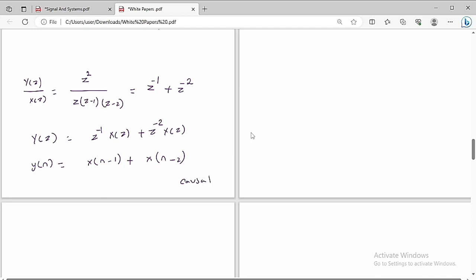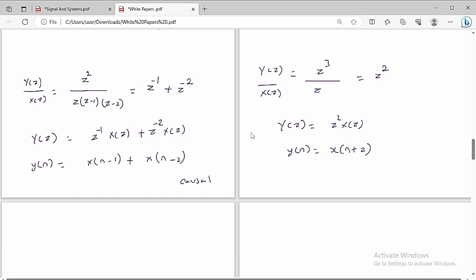Suppose the degree of the numerator is greater than the degree of the denominator, what is going to happen? Suppose this is z cube and this is z, in a small example. Then we are going to get z square. So Y(z) is equal to z square into X(z). If you apply the inverse transform, we get y(n) is equal to x(n plus 2). So you can see in this case, the output is dependent on the future values of the input. So the system is said to be a non-causal system.